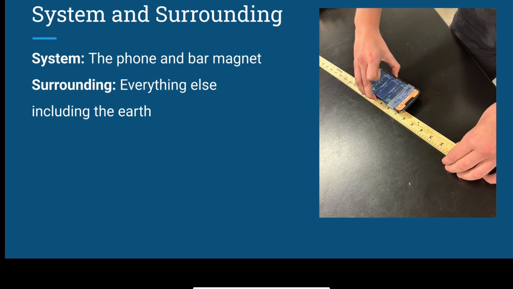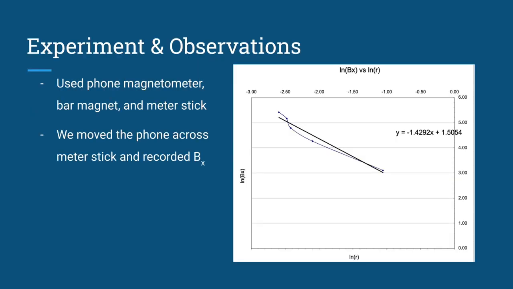For the experiment, we got a meter stick and aligned the phone facing north. The system is the phone and the bar magnet, and the surroundings are everything else, including the Earth. For our on-axis experiment, we used the phone and the magnetometer and the meter stick, and we moved the phone across the meter stick and recorded Bx, the magnetic field in the X direction, and the graph right here shows the results.